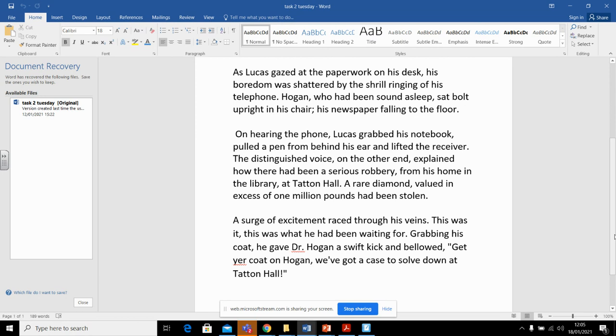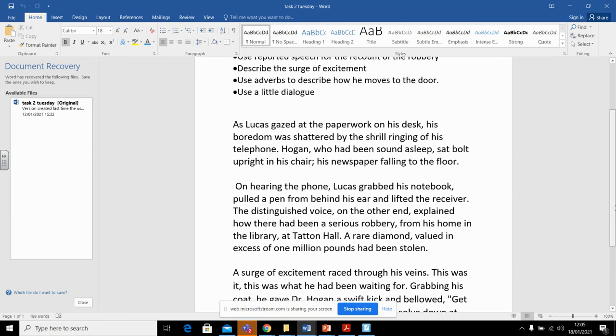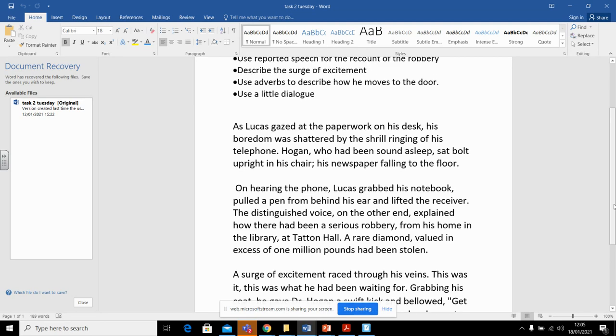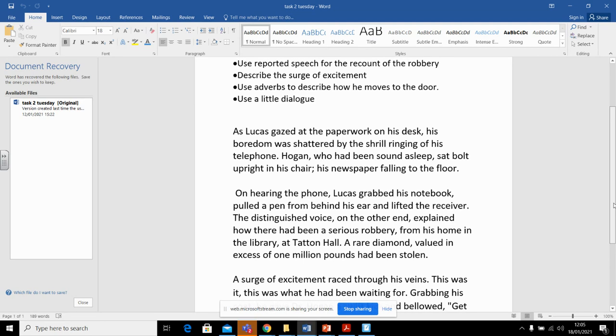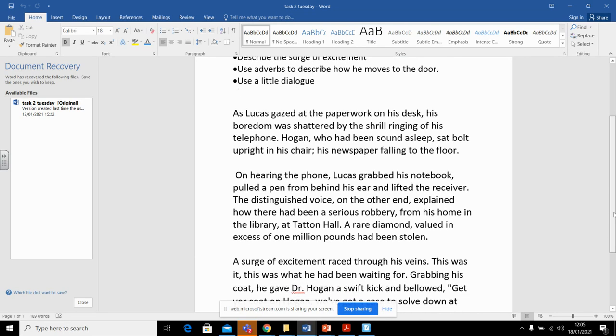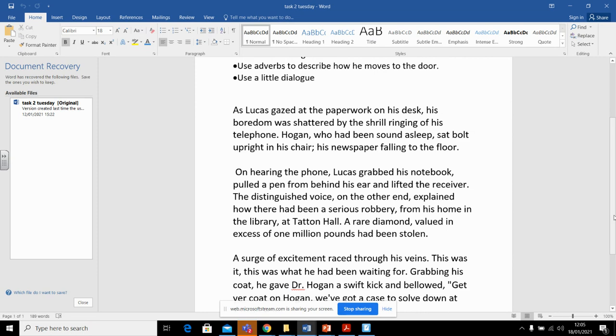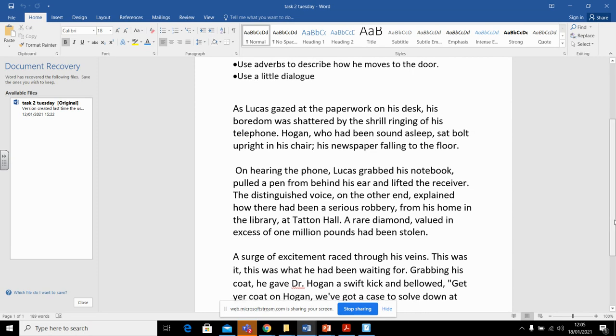So you see, you've got some speech there. You could add a little bit more speech. You've got lots of relative clauses. You've got adverbs to describe how he moves to the door. You've got excitement with some of the use of commas and short sentences. So that's exactly what we want you to do today.